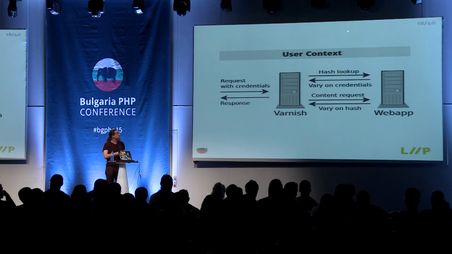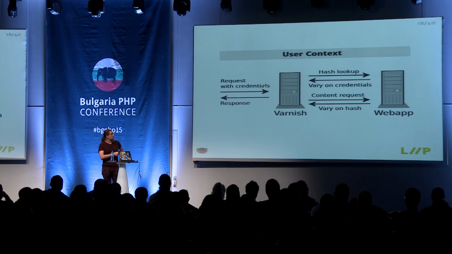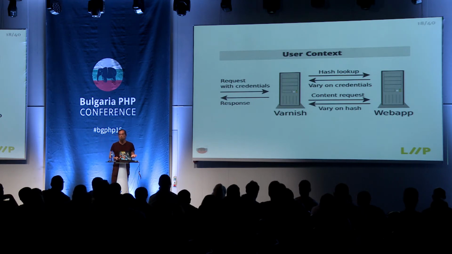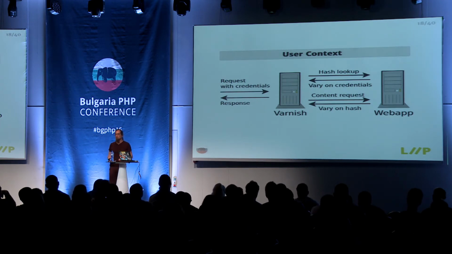So in the illustration, we have this request which has credentials on it. We do the hash lookup from the cache to the application. The application knows about users. It knows what to do with these credentials. It can decide, like, well, that's invalid credentials, you're anonymous.